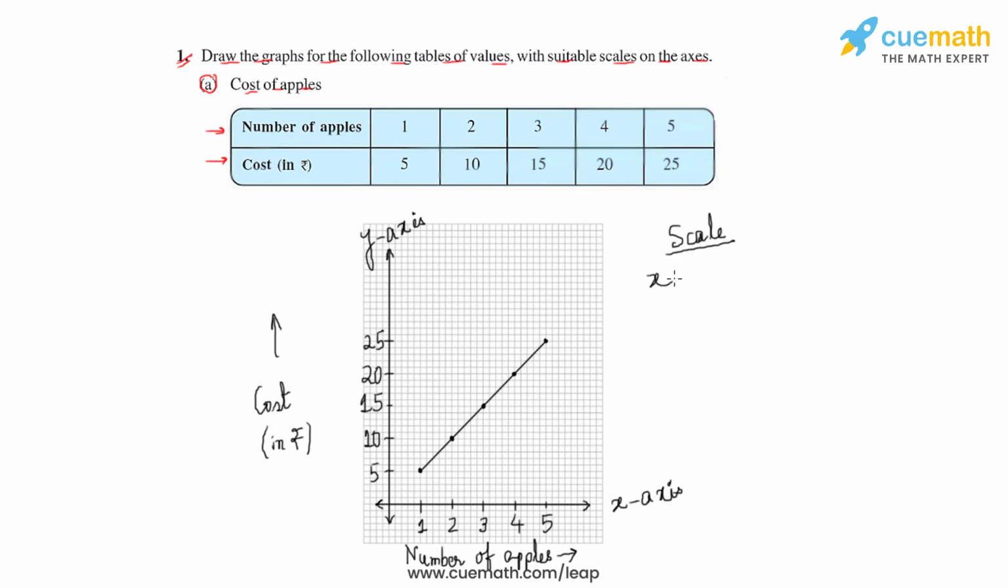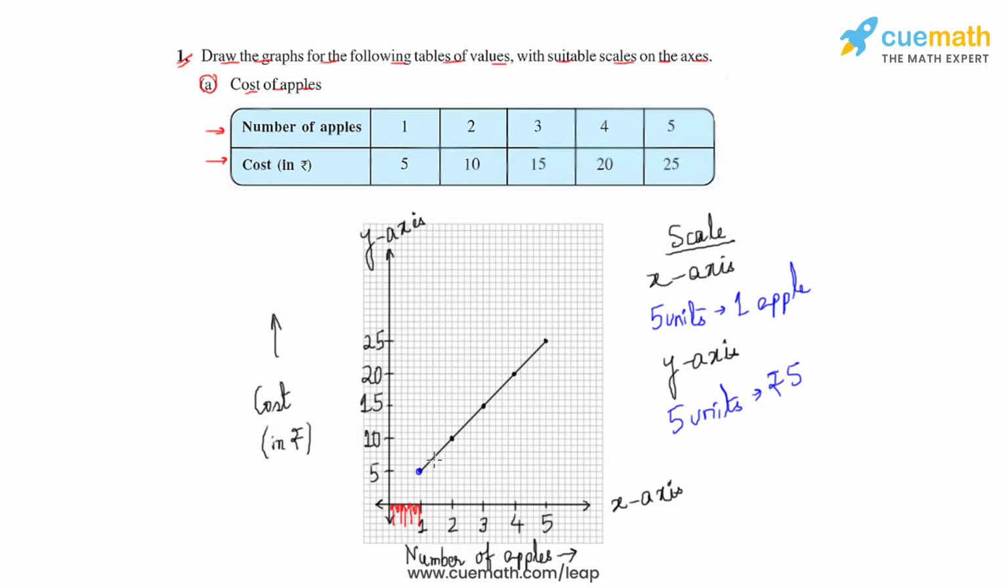As we observe the x-axis first, we see that these small boxes are counted as units. So for the x-axis we have taken 5 units, and those 5 units represent 1 apple. Similarly for the y-axis, if we take the scale, 5 units on the y-axis represent rupees 5.